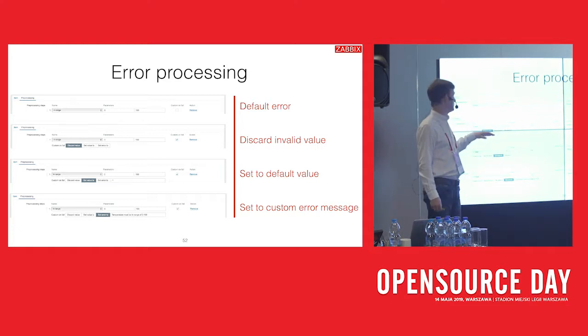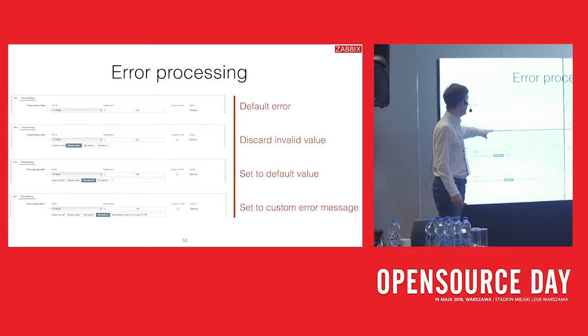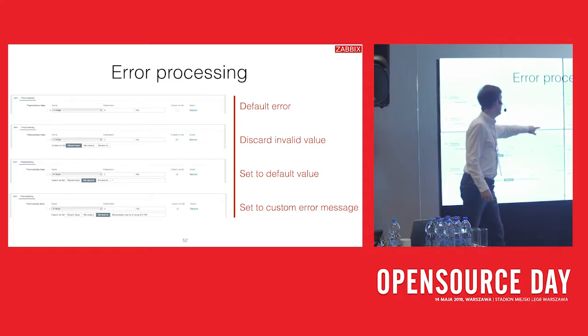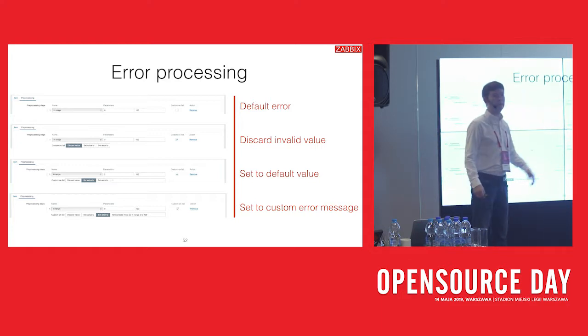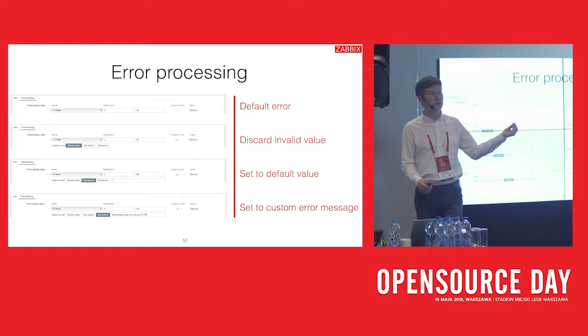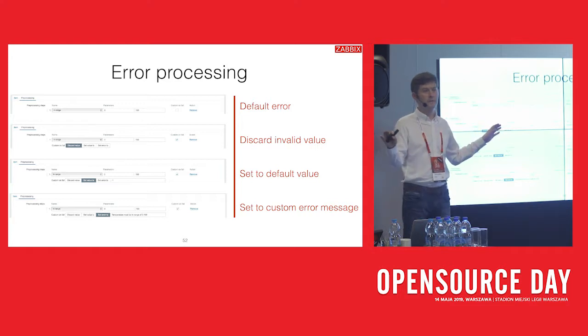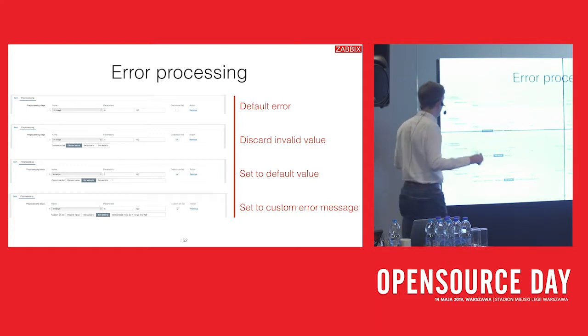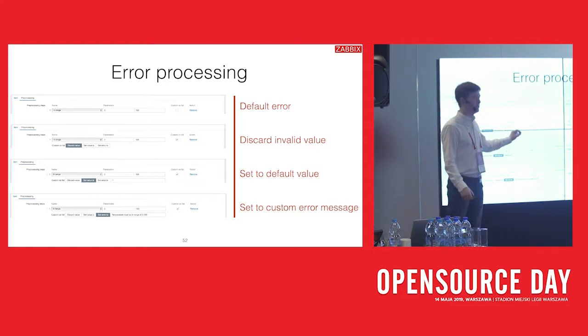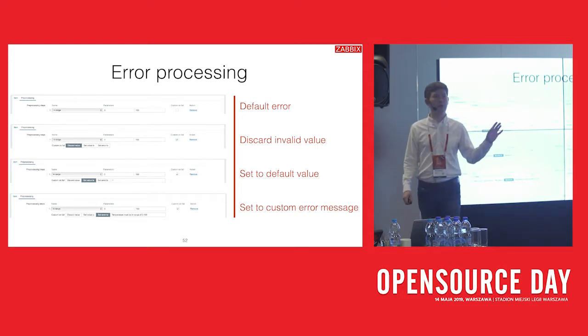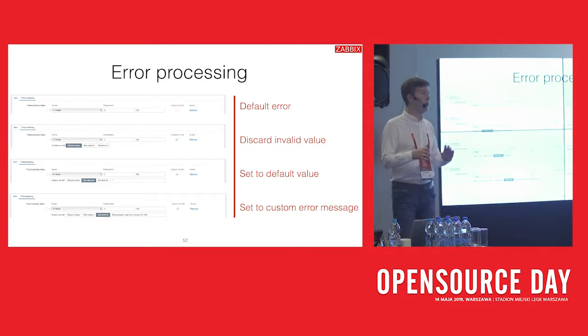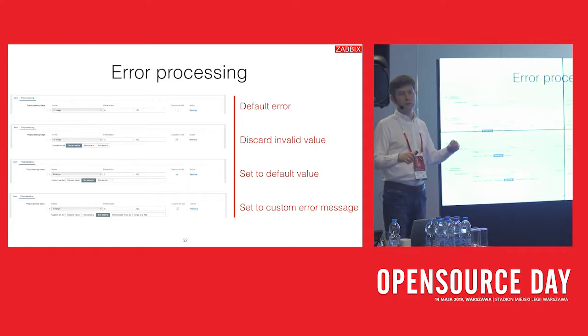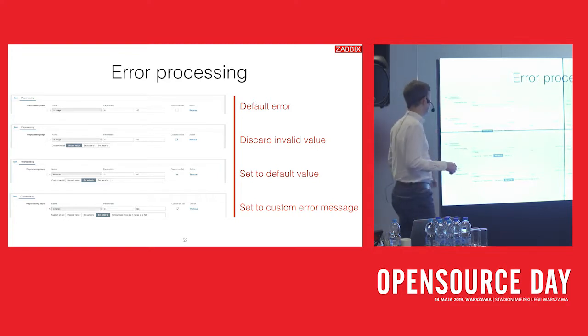But we have other options, such as discard value, custom error processing, discard invalid value. It means that if we received an invalid value, it will be discarded. So it will not be processed, just dropped by Zabbix. Okay? Sometimes we may want to set a default value. If temperature is out of range, okay, it's maybe -5 centigrades, it's out of range, we will set it to 0. We will set it to a default value. Yeah? Sometimes it might be very, very useful.